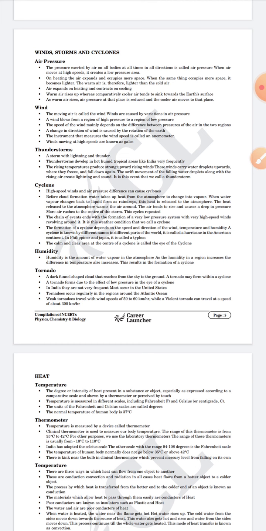Tornado. A dark funnel-shaped cloud that reaches from the sky to the ground. A tornado may form within a cyclone. A tornado forms due to the effect of the low pressure in the eye of the cyclone. In India, they are not very frequent. Most occur in the United States. Tornadoes occur regularly in the region around the Atlantic Ocean.